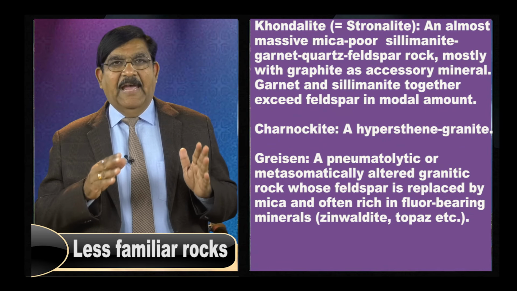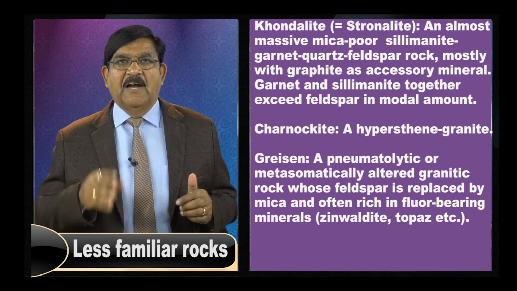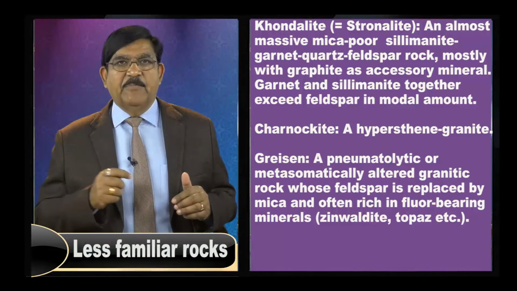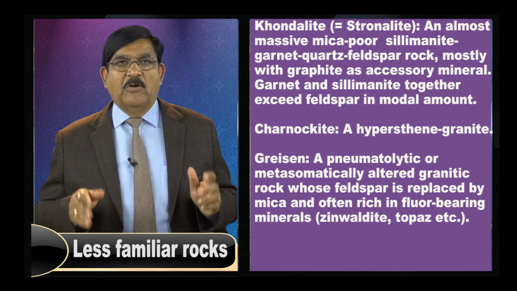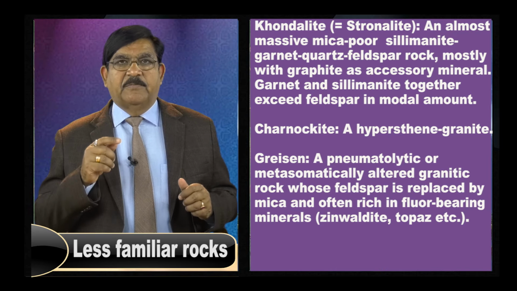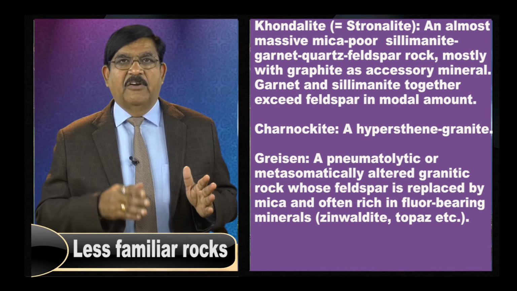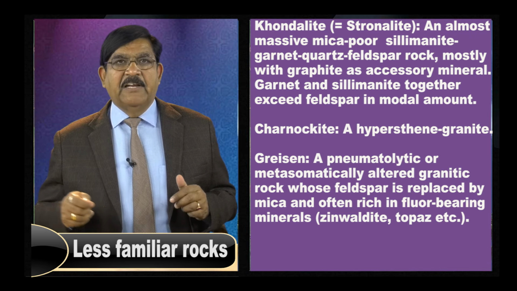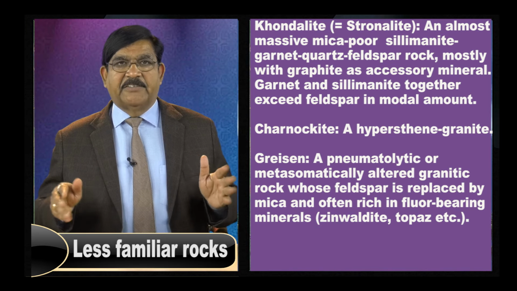Khondalite is an almost massive, mica-poor or mica-free sillimanite-garnet-quartz-feldspar rock, mostly with graphite as an accessory mineral. Garnet and sillimanite together exceed feldspar in modal amount. Charnockite is a hypersthene granite. Greisen is a pneumatolytic or metasomatically altered granitic rock whose feldspar is replaced by mica and often rich in fluorine-bearing minerals, zinnwaldite, topaz, etc.